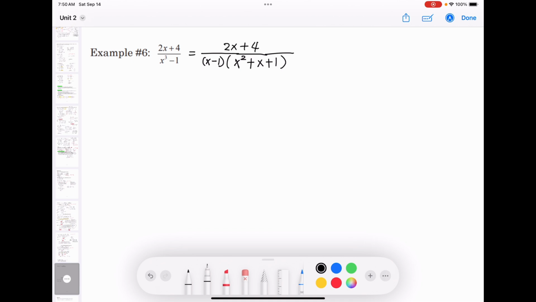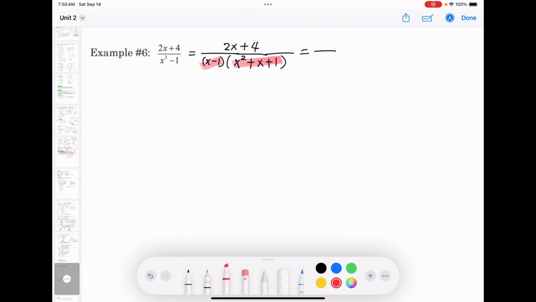We should decompose it. So for the denominator, we have 2 factors. The first factor is linear. Second one, can you factor the second factor, x squared plus x plus 1? No, it's non-factoring, a non-factoring quadratic trinomial. That means for the second factor, the top should be linear.